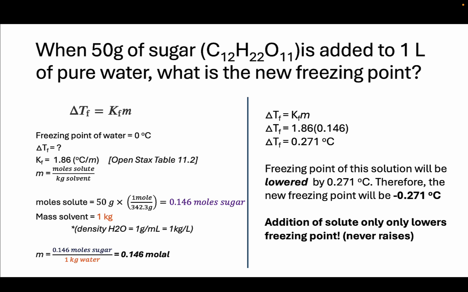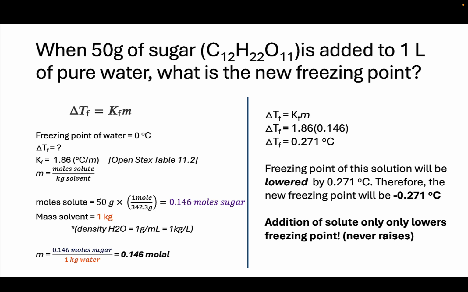Next, we need the molality concentration, and from there, however many molalities we have will depress the freezing point by 1.86 degrees Celsius. That's what it shows. So we find the moles of the solute, the sugar, 1.46 moles of sugar. We know the solvent here is 1 kilogram because it's 1 liter, and the density of water is 1 kilogram per liter, and therefore we have 0.0146 molal.